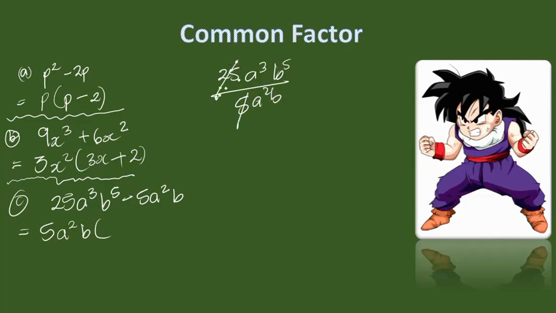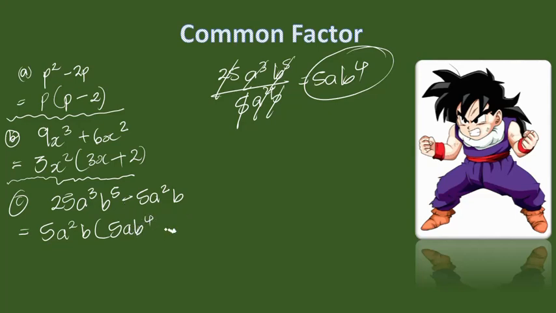So 5 goes into 25 how many times? 5 times. A squared goes into a raised to 3, what's left? 1a. B goes into b raised to 5, what's left? B raised to 4. So this is what's remaining: 5a b raised to 4. Here's a subtraction sign, and then I do another one also.